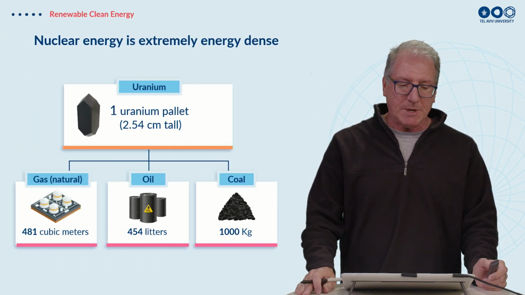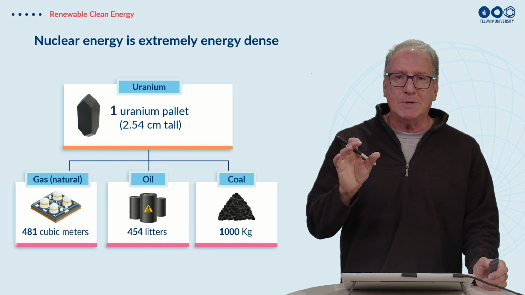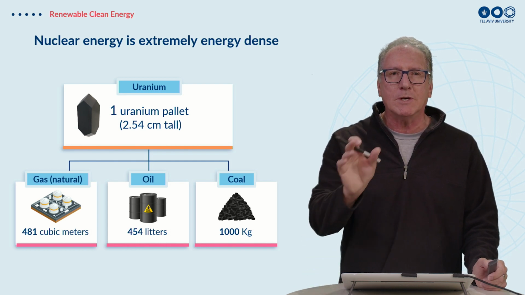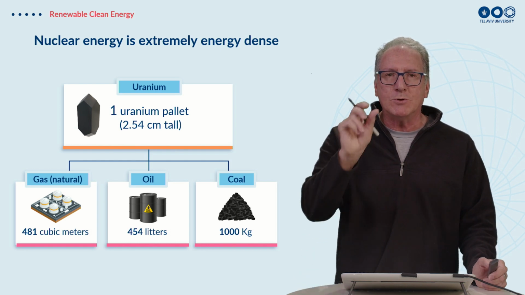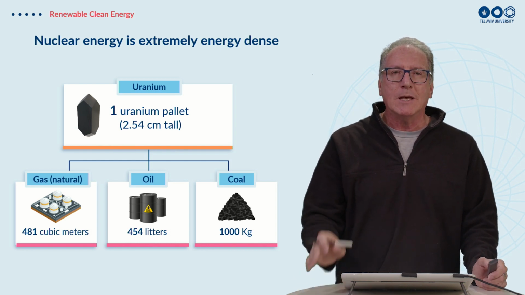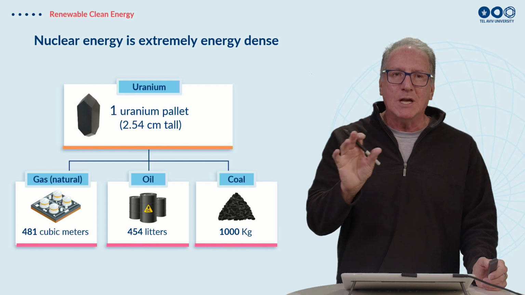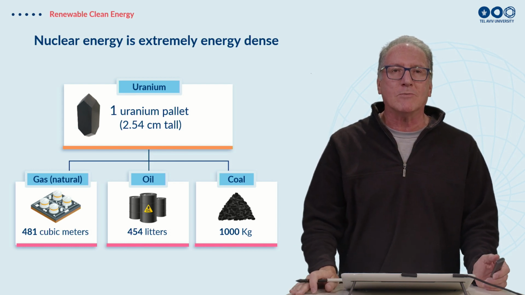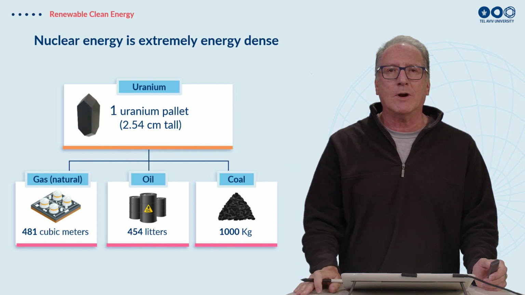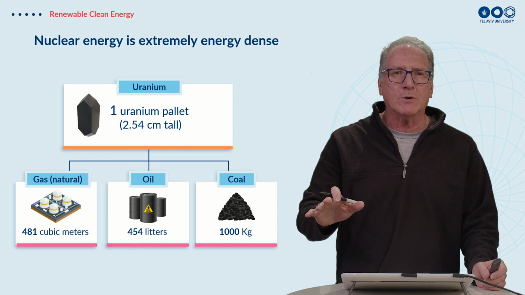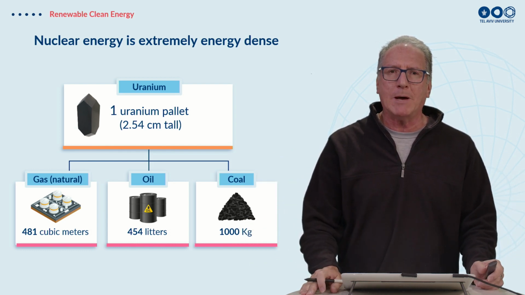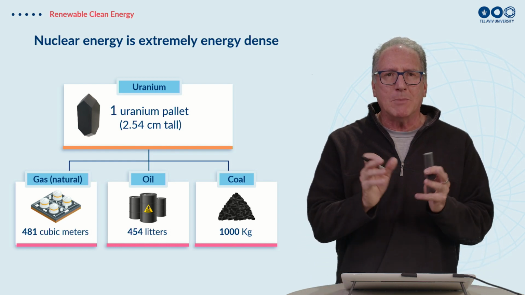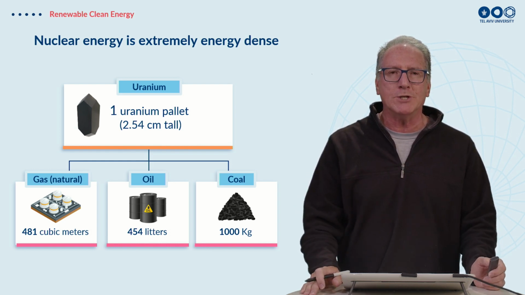Another positive aspect of nuclear is the extreme density of the energy. If we look at the size of the uranium pellet of 2.5 centimeters, this can give us the same amount of energy as 480 cubic meters of natural gas, 450 liters of oil, and 1,000 kilograms of coal. So the actual footprint of how much we have to dig out of the ground, where we have to build our power plants, is much, much, much smaller if we're using nuclear energy.